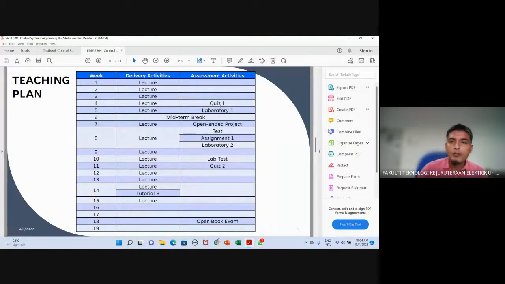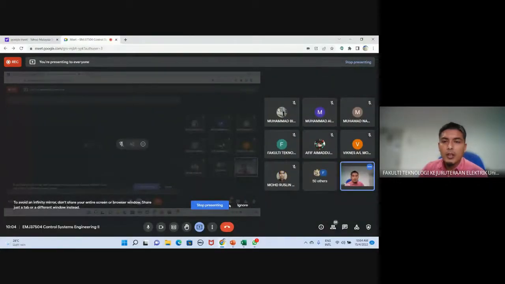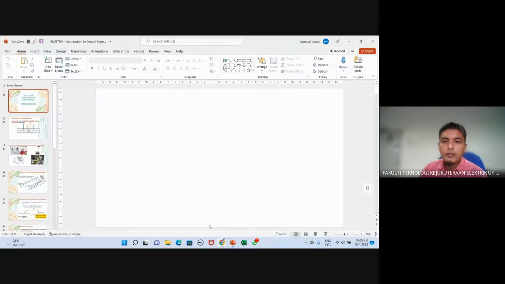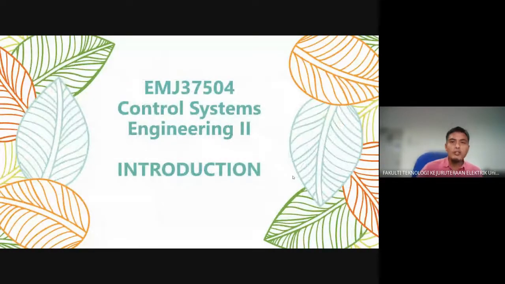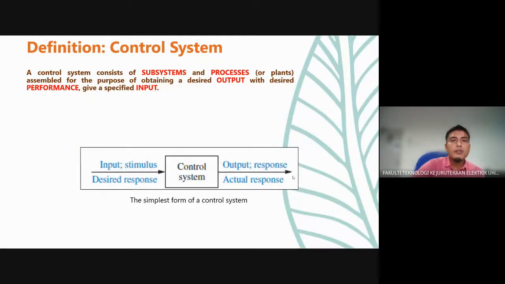So I will proceed with a flashback of what you learned last week. During the class last week, I gave you some introduction to control system engineering 2, and an explanation of the definition of the control system. I believe you are familiar with this because you learned it in the previous semester.